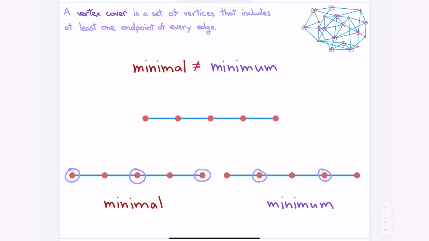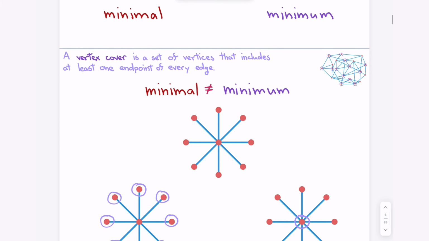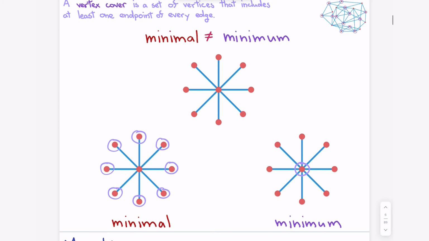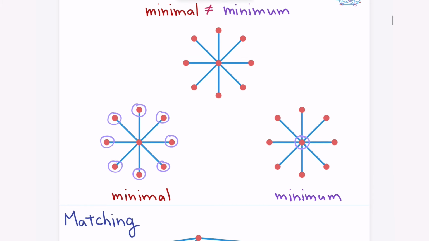I guess I wanted to make this point, which is maybe not surprising. There's some difference between minimal vertex covers and minimum vertex covers. So this one with 3 on the left is minimal. If I took out any vertex, it would cease to be a vertex cover. But it's not the best one because you can do 2. So really naive algorithms won't necessarily work. You might get stuck at these minimal, but not minimum. Here's a more exaggerated example.